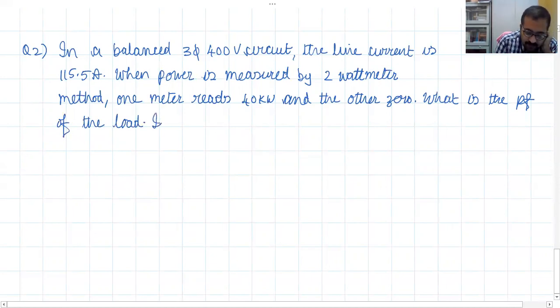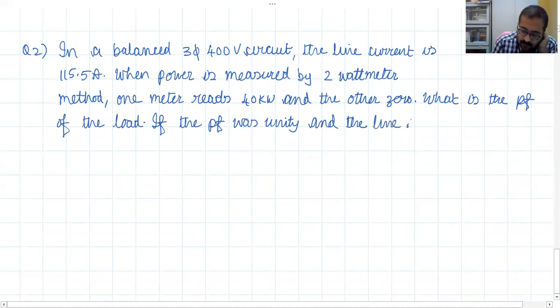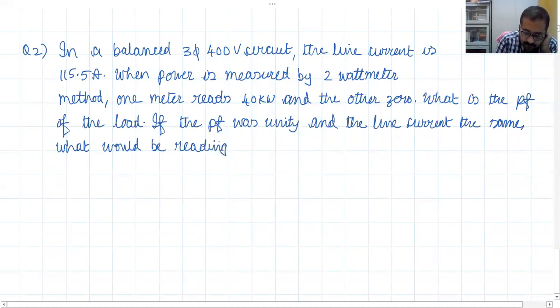If the power factor were unity and the line current the same, what would be the reading of each wattmeter?